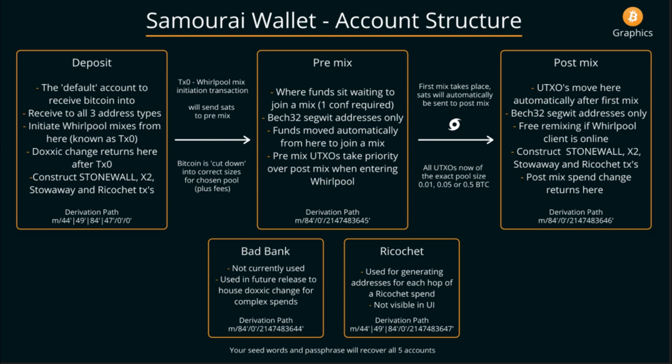Your wallet will have a deposit section, which is your default where you would receive Bitcoin into this wallet. Next, once you initialize the Whirlpool, we'll send the sats to what's called a premix section of the wallet. This is where funds are going to sit waiting to join a mix. Then one of your UTXOs that's sitting in this premix will get randomly chosen to participate in a mix.